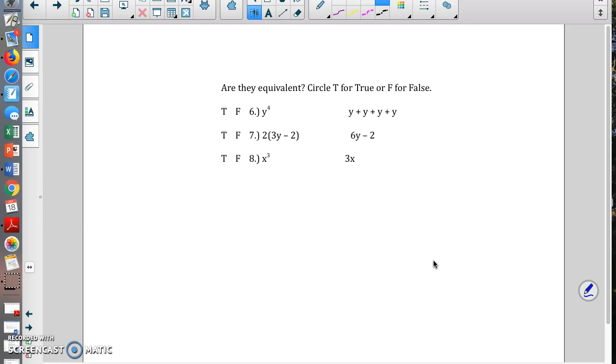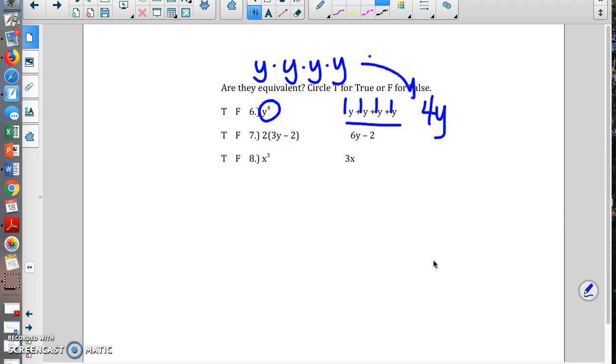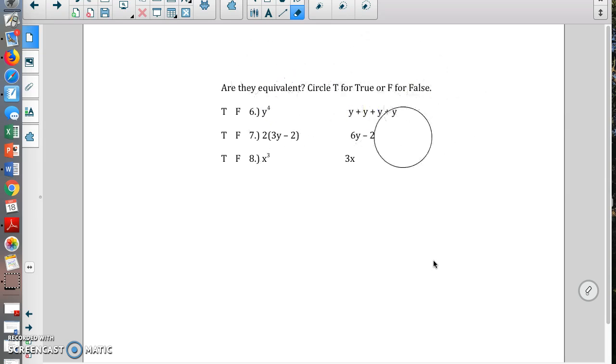y to the 4th power and y plus y plus y plus y. Well, let's simplify this. That's 1y plus 1y plus 1y plus 1y, which is 4y. When I expand y to the 4th power, that's y times y times y times y. Are these the same thing? No, they are not. That means there's 4 times y, and this means there's y times itself 4 times. So that one would be false. I want you to try the other 2 without me, and then click play again to see the answers.